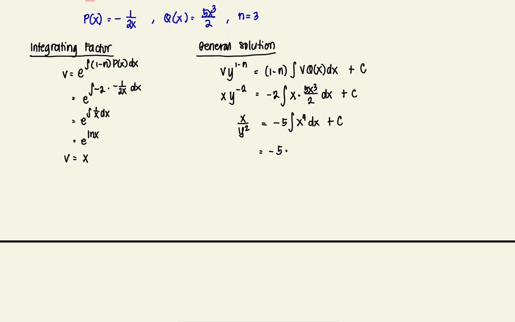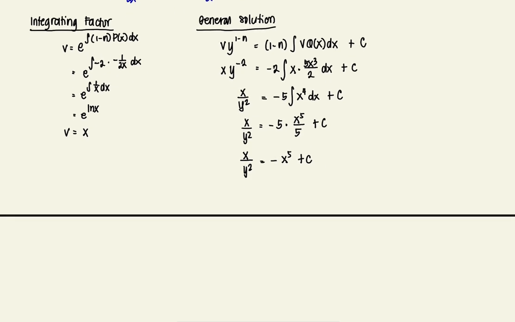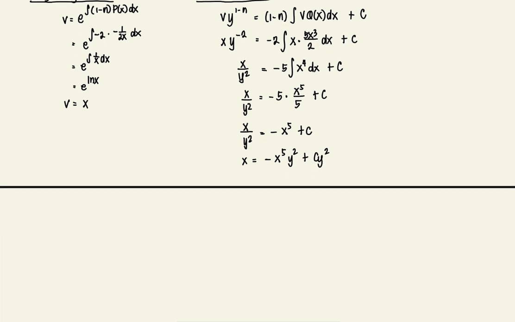That would be negative 5 times x to the power of 5 over 5 plus c. Or that's x over y squared equals negative x to the power of 5 plus c. We can transfer x to the power of 5 to the left side, and multiply both sides by y squared as well. So that's x equals negative x to the power of 5 y squared plus c y squared. Or that would be y squared times (c minus x to the power of 5). You can write it like that. So that is our general solution.